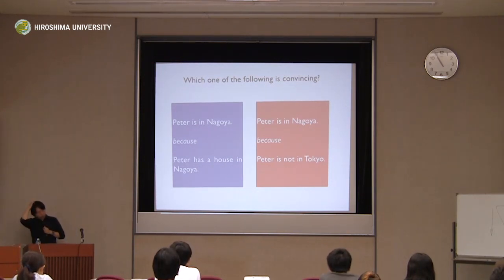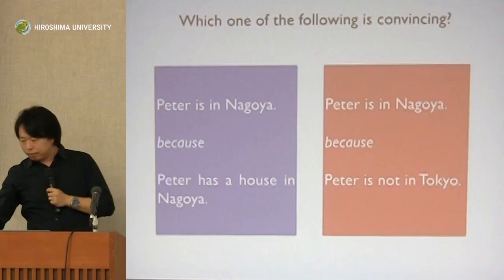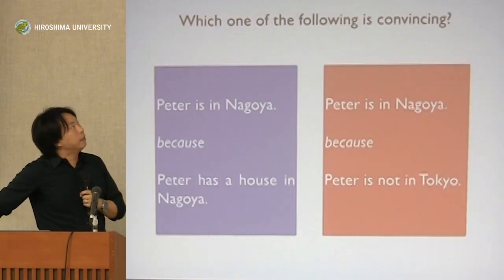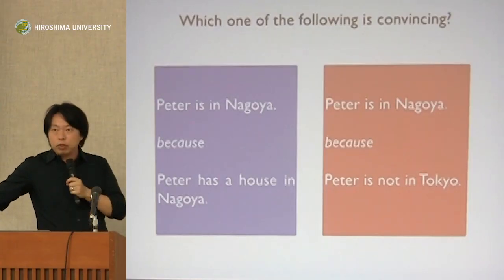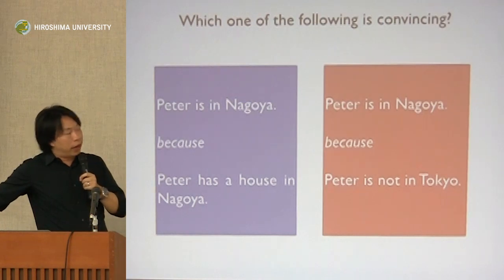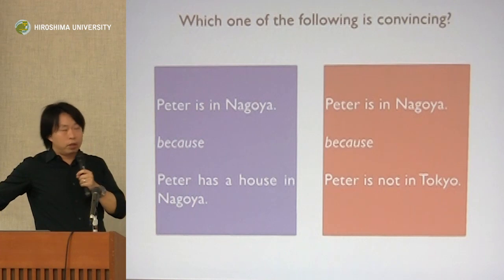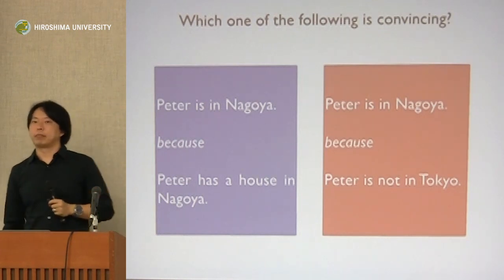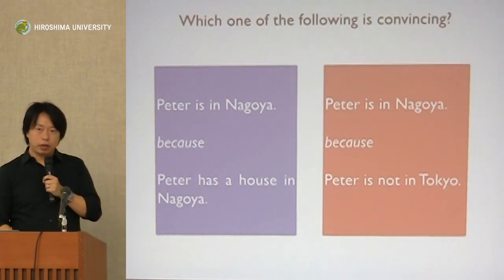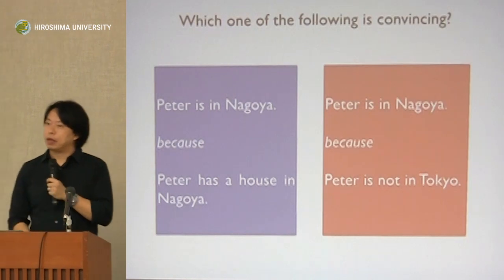Now I changed the example a little bit. So the blue is: Peter is in Nagoya because Peter has a house in Nagoya. And then the red: Peter is in Nagoya because Peter is not in Tokyo. Now which one do you think is more convincing? The blue or the red?